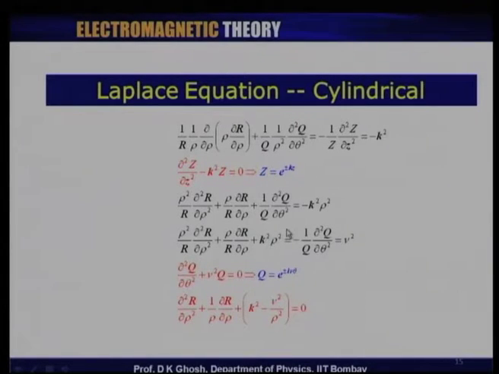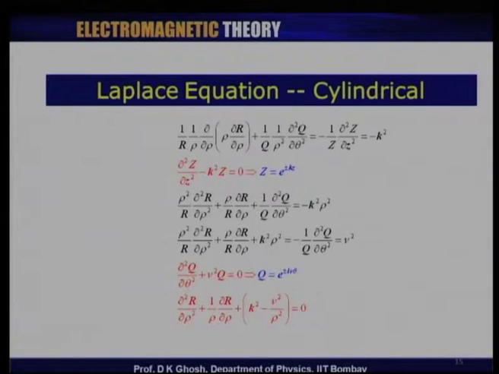Once again, remember that this equation can be split into a term which depends only on rho and a term which depends only on theta. So bring it to that form. I get as my left hand side rho square by R d square R by d rho square plus rho by R d R by d rho plus k square rho square equal to this quantity. Once again I demand that each one of these terms must be equal to a constant, and this time I put that constant equal to some nu square. The theta equation, which is d square Q by d theta square plus nu square Q equal to 0, must give me Q equal to exponential of plus or minus i nu theta.